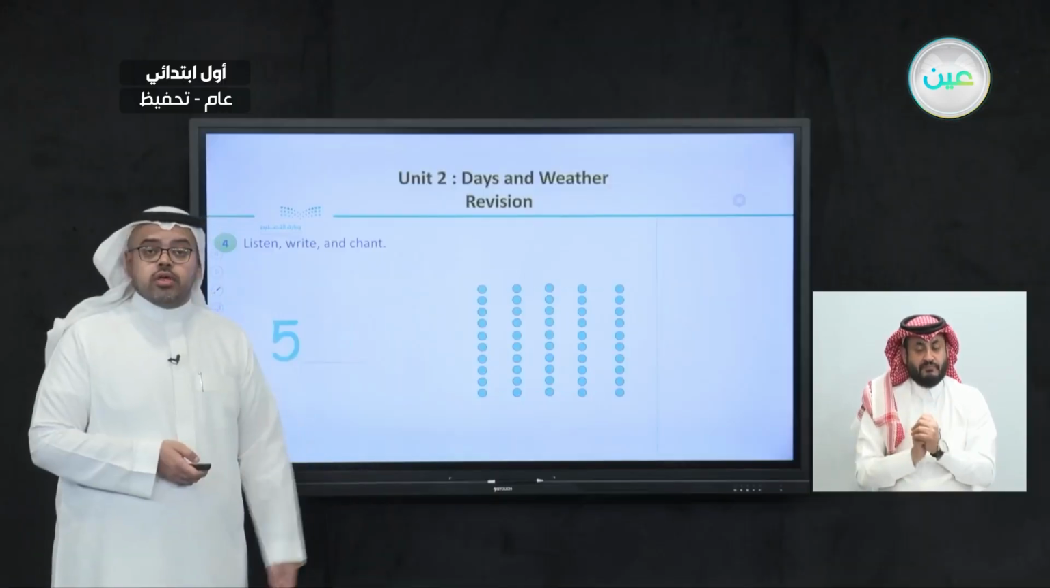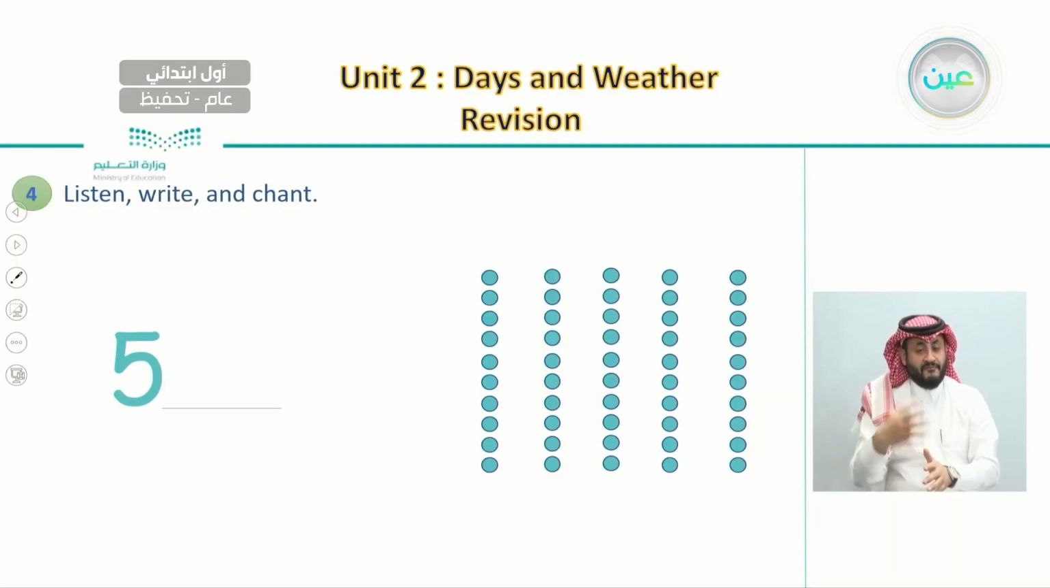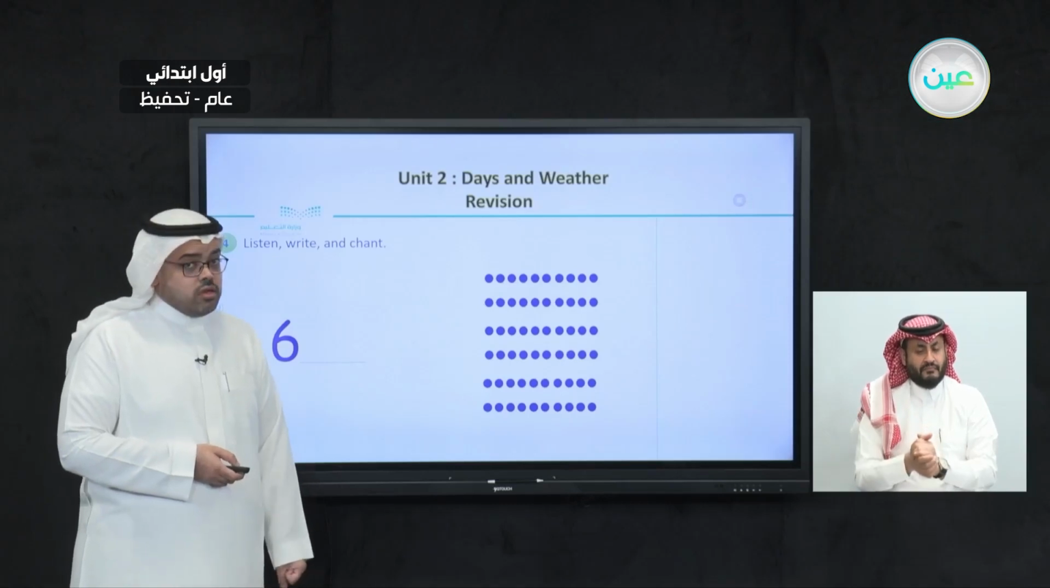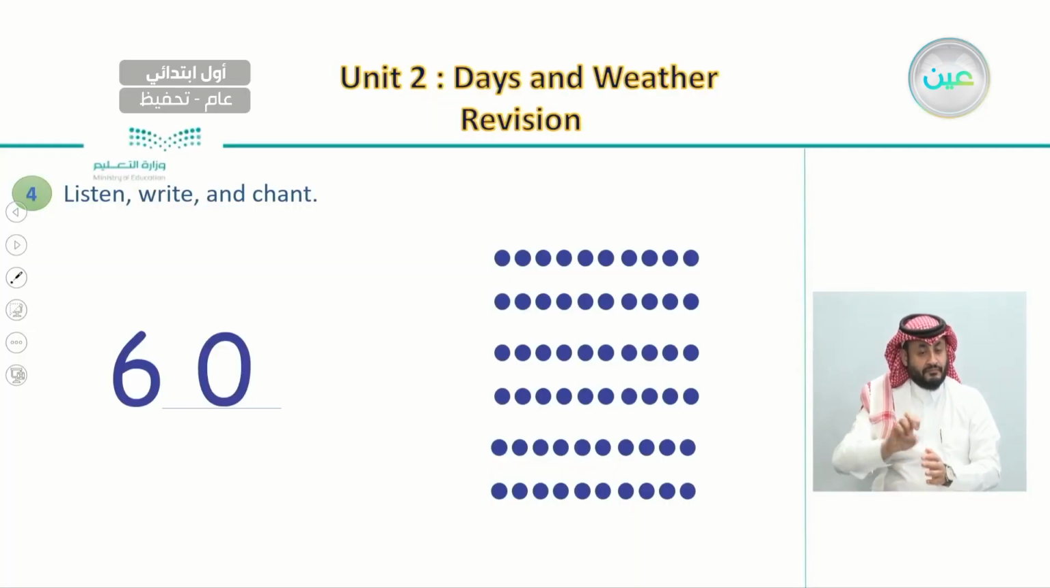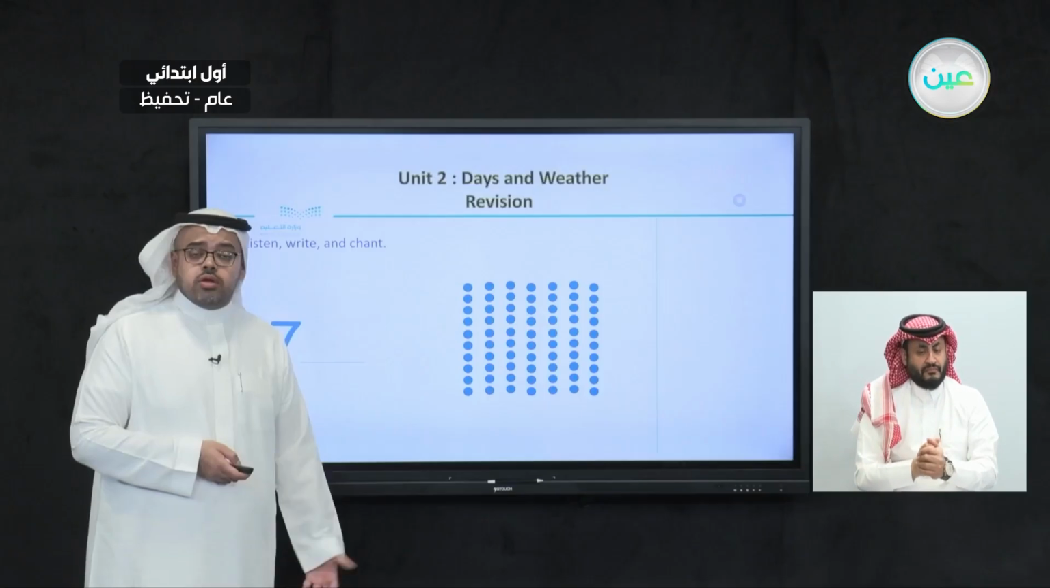Now let's see the other one. So, what do we call the number if we have 5 of them? We call the number 50. So here we have 10, 20, 30, 40, and 50. And if we have 6 of these 10s, then the number would be 60. And if we have 7 of them, what will the number be?